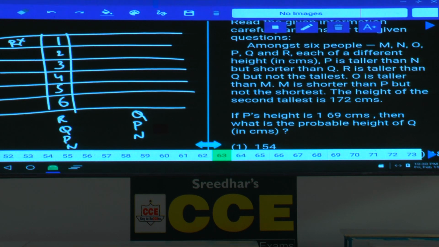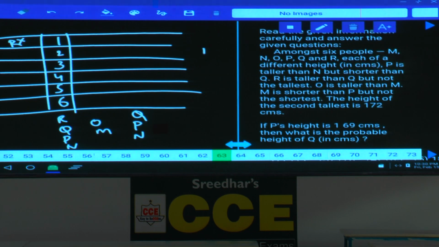O is taller than M. M is shorter than P, but not the shortest. But not the shortest means then what is the order here? Now R is here and Q is here, and this M is taller than whom?